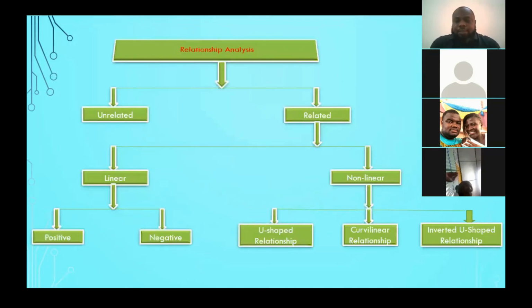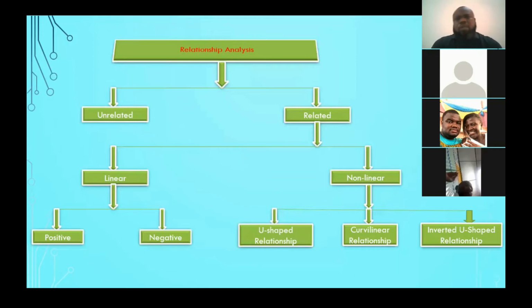I have presented this in a simple chart, starting with what I have called relationship analysis. Coming down, we'll see, after analyzing the relationship, there's a possibility that the variables are unrelated. You cannot use one to explain the other. A change in one means nothing to the other. There is no relationship at all between these variables. Whenever that happens, after analysis, you can say the variables are unrelated. Secondly, there is a possibility that they are related. If a change in one accounts for the change in the other, we'll say these variables are related.